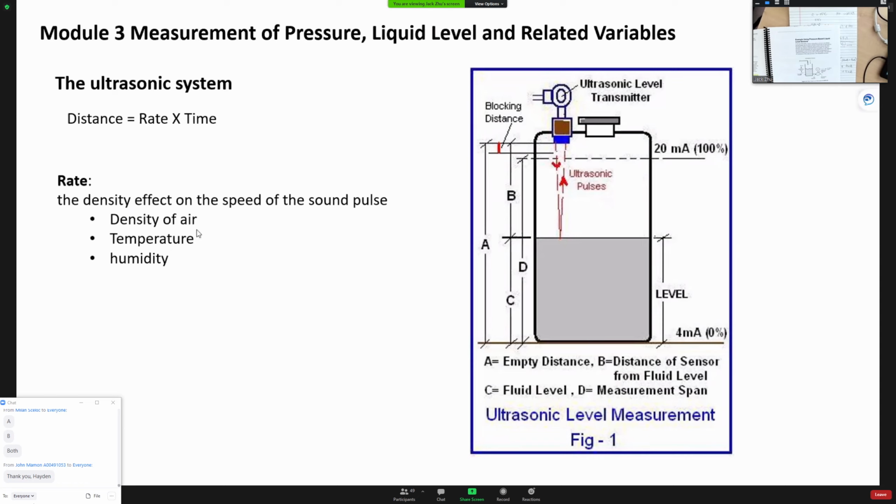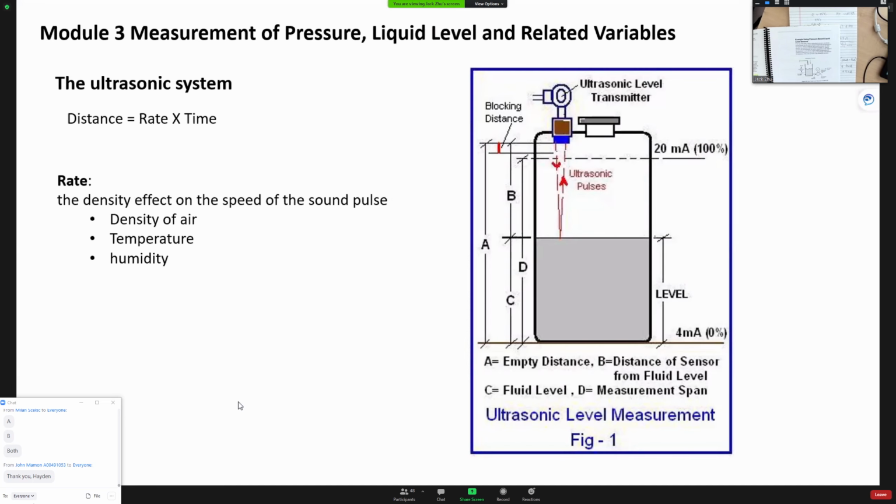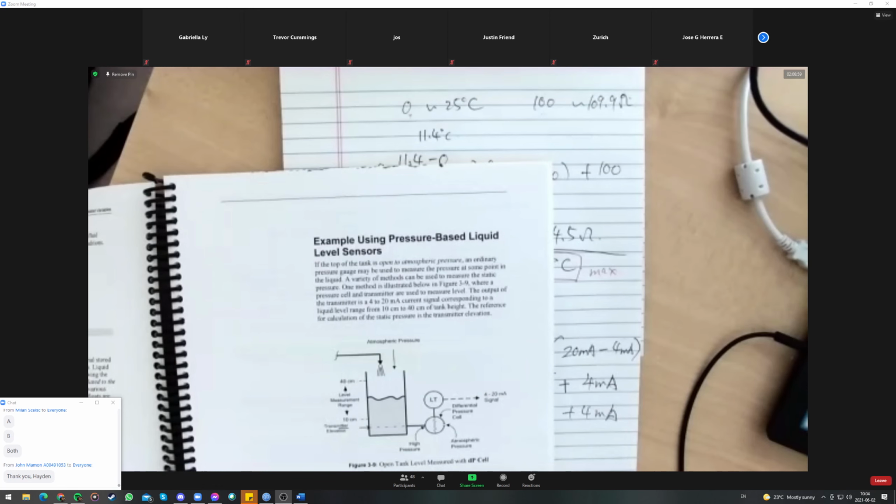There are certain things that will affect the speed of the sound pulse reaching there: the temperature, humidity, or density of the air, and whether it's a compressed area or just open to the air. I think I have another one to show you because this is an important one for the ultrasonic sensor.